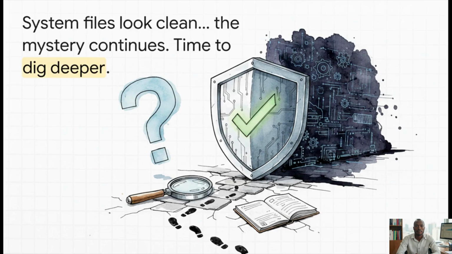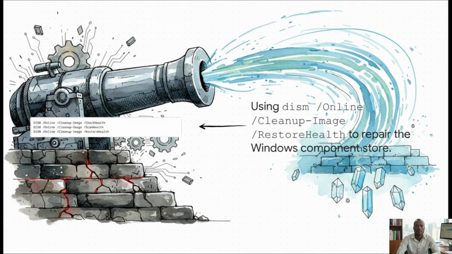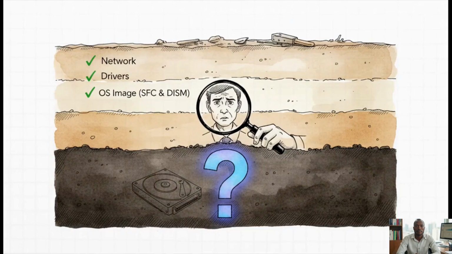The mystery isn't over. This just forces us to go one level deeper into the very core of the operating system. So now we bring out the heavy artillery, DISM. This tool checks the core component store of the Windows image itself. That's the library of files that SFC uses to make its repairs. So if this underlying image is corrupted, DISM can often fix the problems that SFC can't. But again, our investigation hits a dead end. The DISM scan reports the image is perfectly healthy.